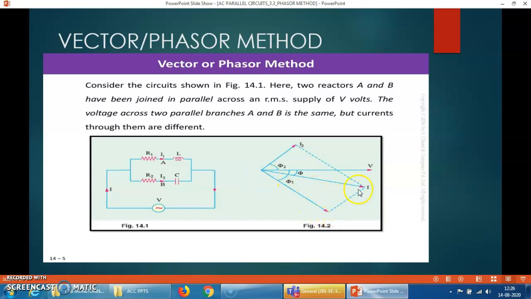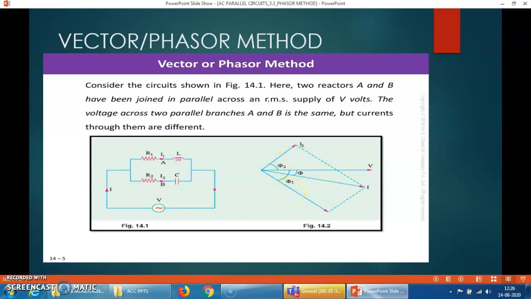Now draw the parallelogram and join the diagonal. So you will get the final current I, which is the total current. The phase angle between the voltage and current shows the final power factor angle, phi. So this way you can draw the phasor diagram.